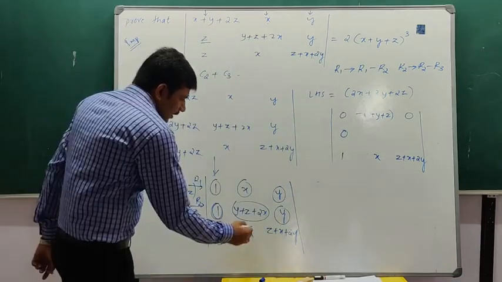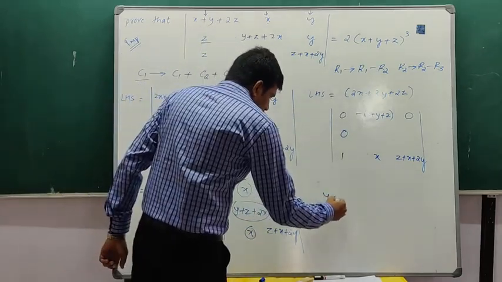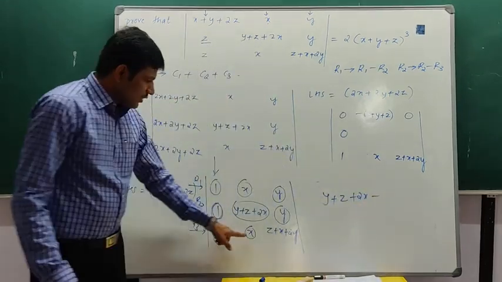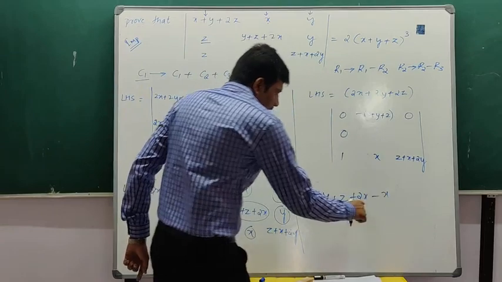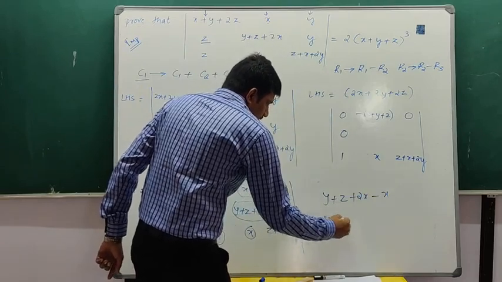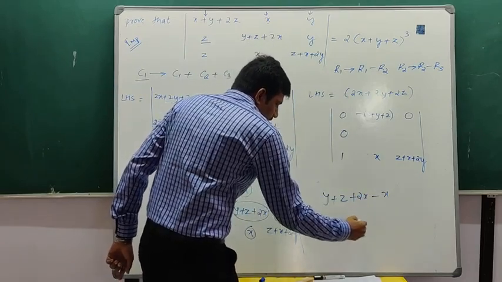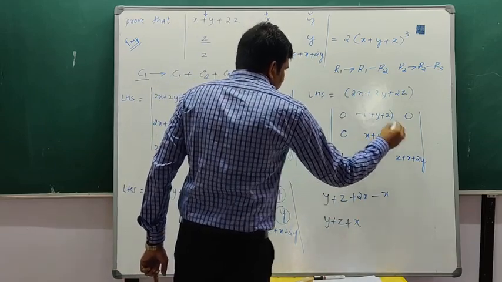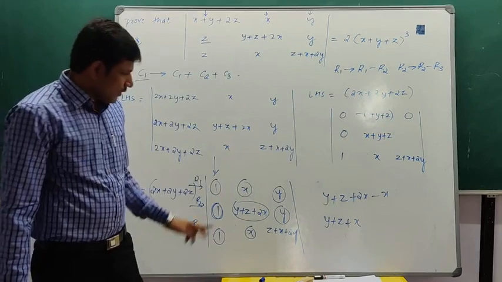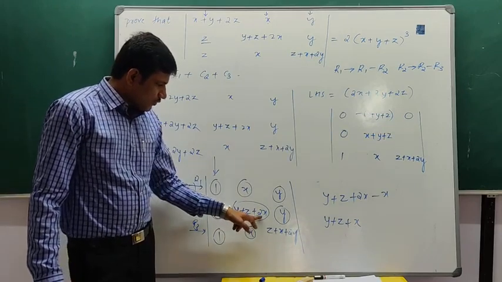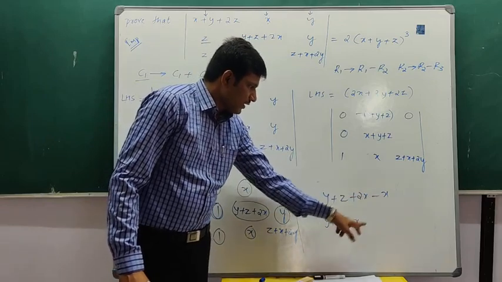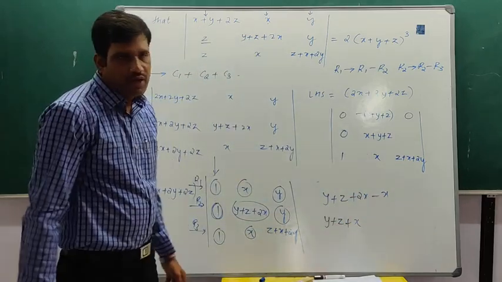Next, what is the second element in R2? That is y plus z plus 2x minus R3. What is R3? It is x. Now y plus z plus 2x minus x will be x, so now y plus z plus x is the same as x plus y plus z. Right? So R2 is y plus z plus 2x, minus R3, which is x. 2x minus x will be x. Now that is x plus y plus z.